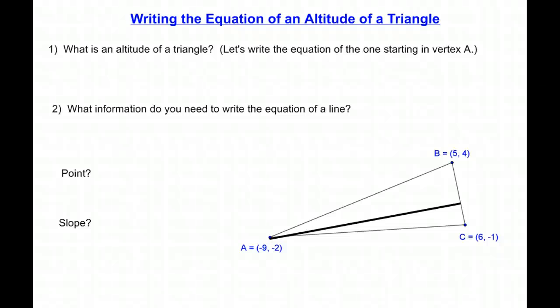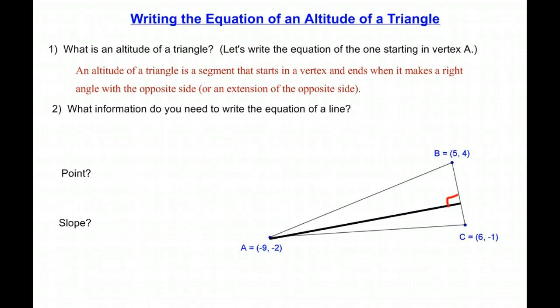Hi, today we're going to learn how to write the equation of an altitude of a triangle. Before we can begin that task, we must recall what an altitude of a triangle is. As you may recall, an altitude is a segment that starts in a vertex and ends when it makes a right angle with the opposite side, or sometimes an extension of the opposite side.